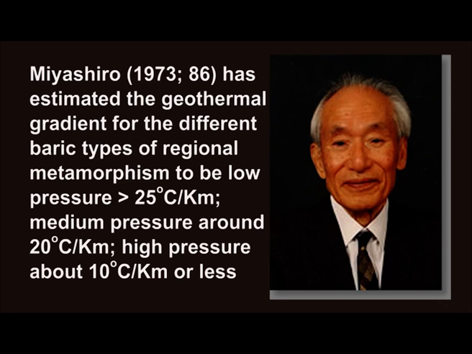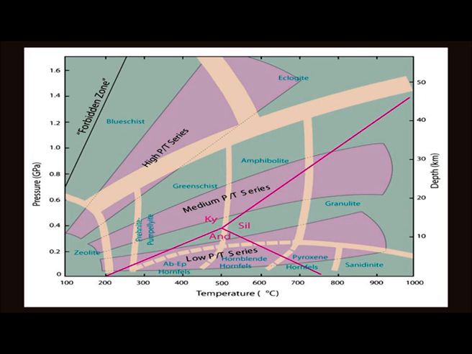Miyashiro in 1973 and 1986 estimated the geothermal gradient for the different baric types of regional metamorphism: low pressure, more than 25 degrees centigrade per kilometer; medium pressure, around 20 degrees centigrade per kilometer; and high pressure, about 10 degrees centigrade per kilometer or less. See the figure on the screen. Intrusive emplacement at shallow depth can impose a geothermal gradient as high as 100 degrees centigrade per kilometer or more on the adjacent rock.